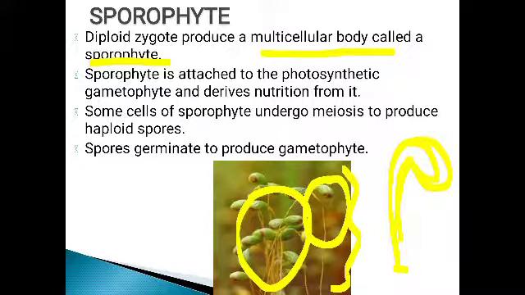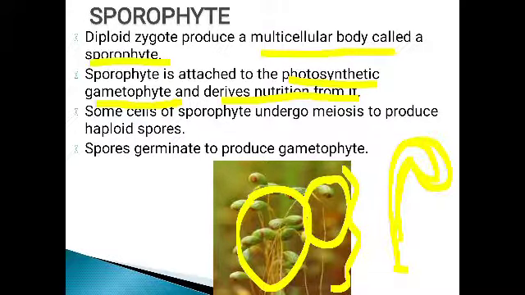The sporophyte is attached to the gametophyte. The gametophyte is photosynthetic in nature. Why is it photosynthetic? Because it has leaf-like structures, isn't it? The green leaf-like structures can perform photosynthesis and synthesize food material, so that food can be used by the sporophyte also. So the sporophyte is attached to the photosynthetic gametophyte and derives its nutrition from it.